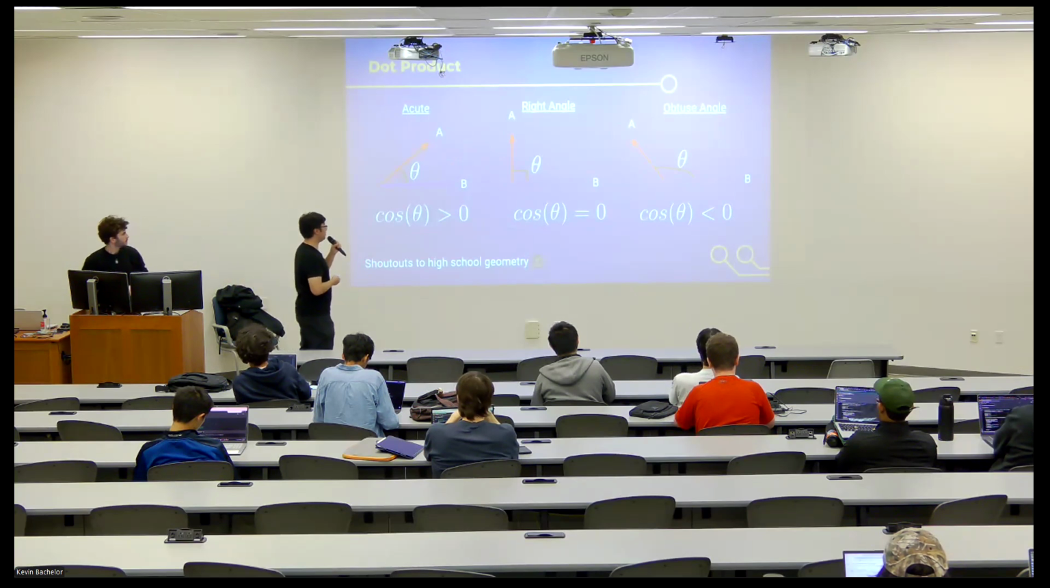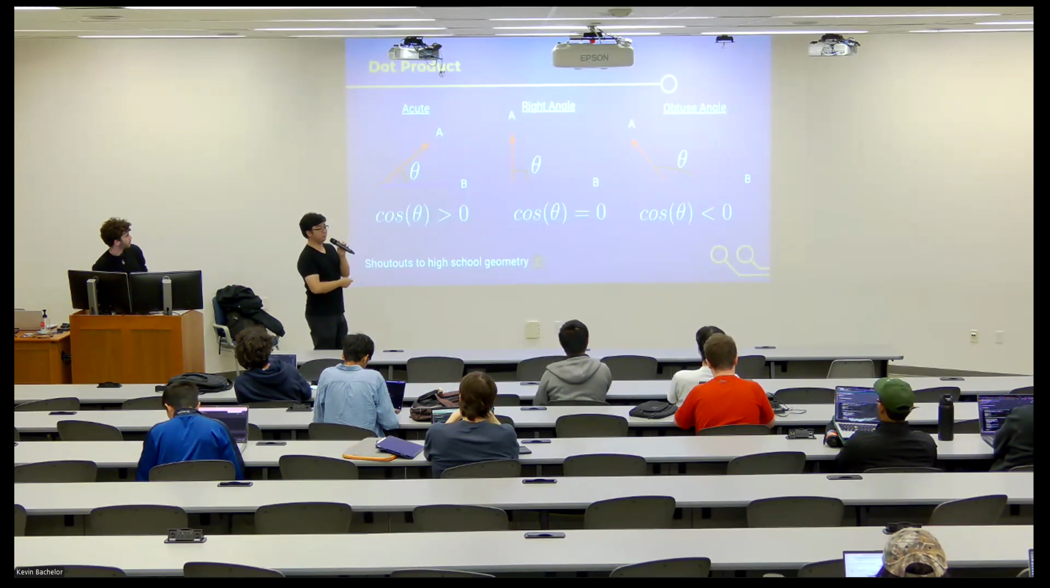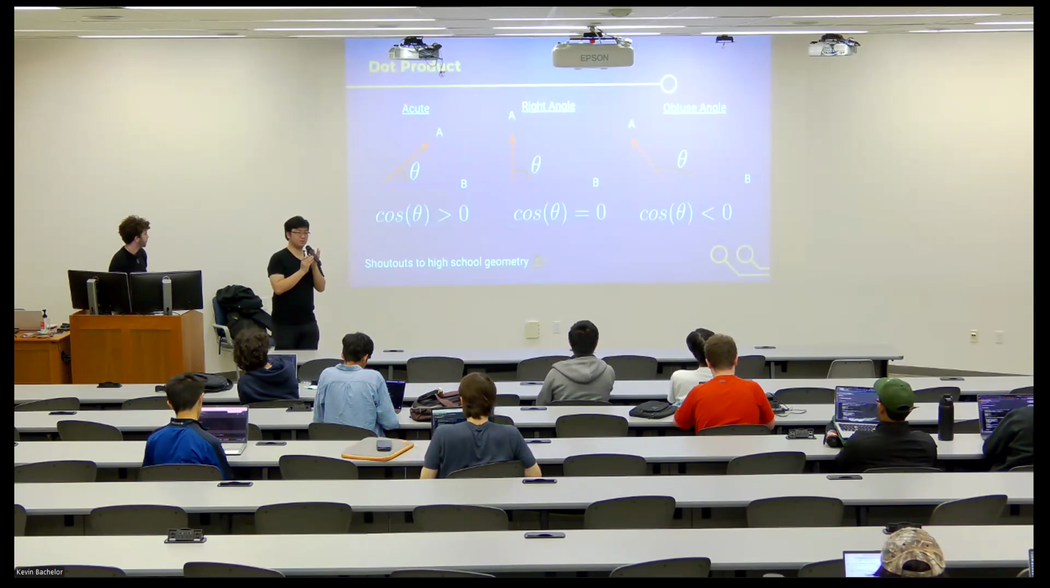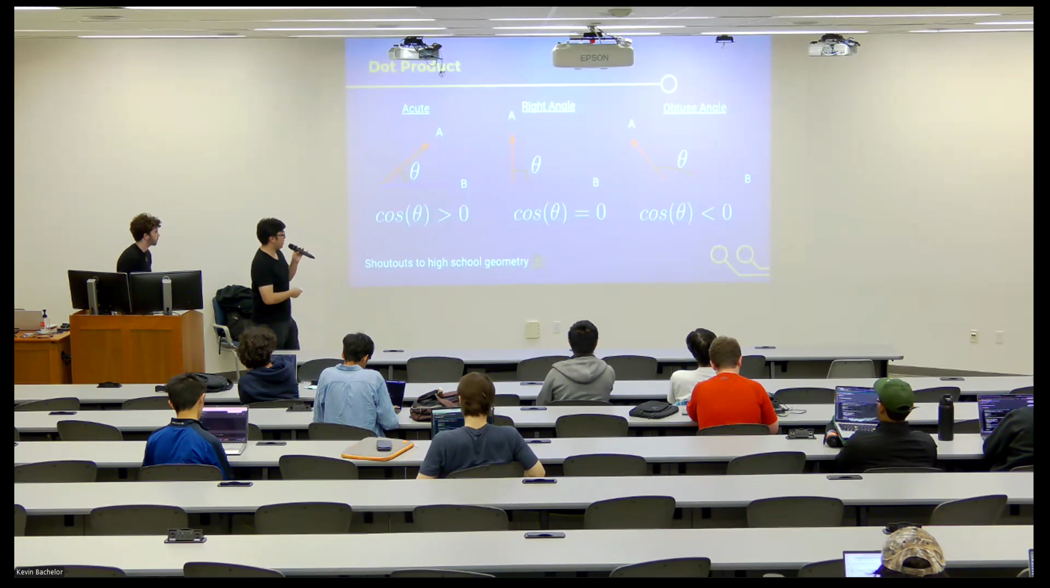So if the angle is acute, which means they point in similar directions, the angle is less than 90, the value is going to be greater than 0, right? Actually, yeah. Does everyone get that?